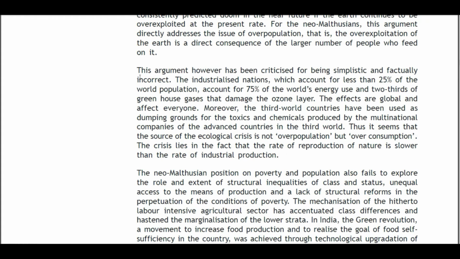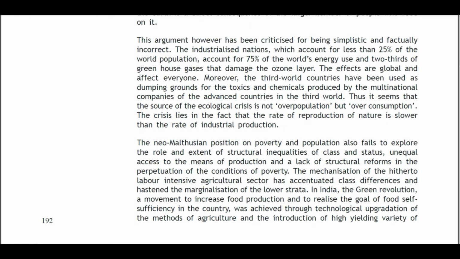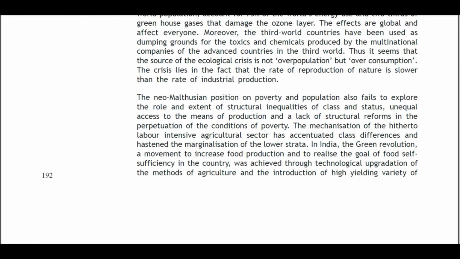The industrialized nations, which account for less than 25% of the world population, account for 75% of the world energy use and two-thirds of the greenhouse gases that damage the ozone layer. The effects are global and affect everyone. Moreover, the third world countries have been used as dumping grounds for toxic and chemical waste produced by the multinational companies of the advanced countries. Thus, it seems that the source of the ecological crisis is not overpopulation but overconsumption. The crisis lies in the fact that the rate of reproduction of nature is slower than the rate of industrial production.